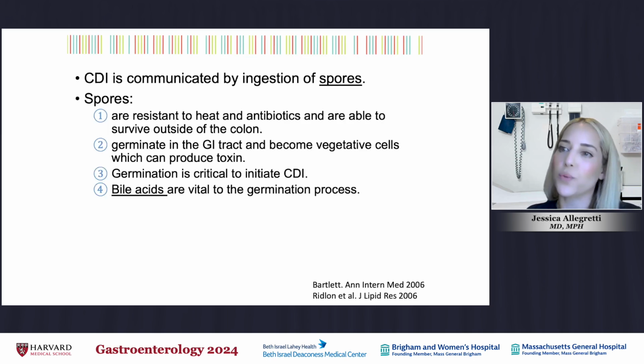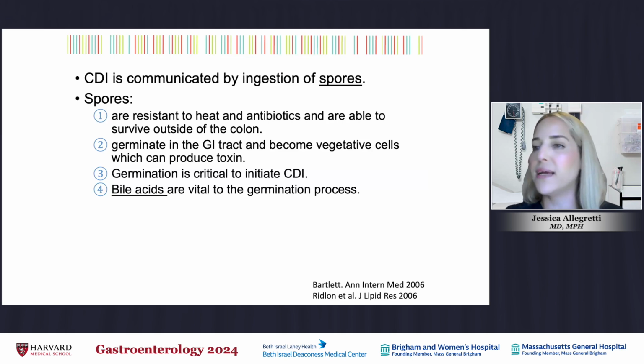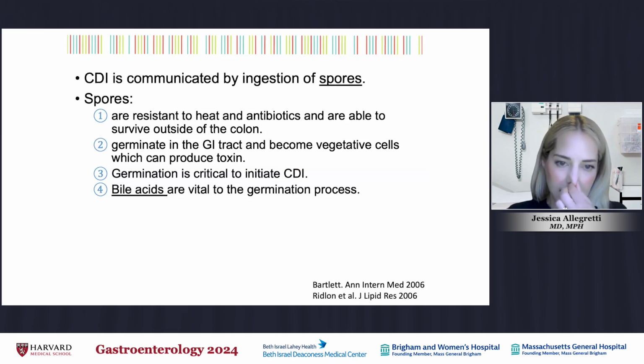And so again, just to review, C. diff is communicated by the ingestion of spores. So if you're eating or drinking something right now, you're probably swallowing them. They're part of our environment. These spores can live outside of the gut. They're resistant to heat and antibiotics. Inside the gut, under the right circumstances, they will germinate and become vegetative cells, which produce the toxin. So without germination, you never will get a C. diff infection. That's that critical step.